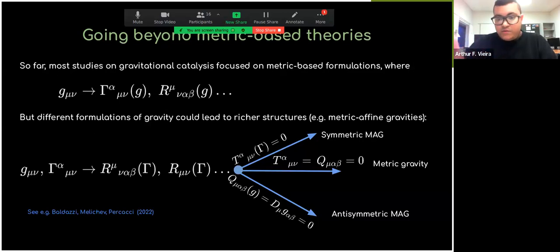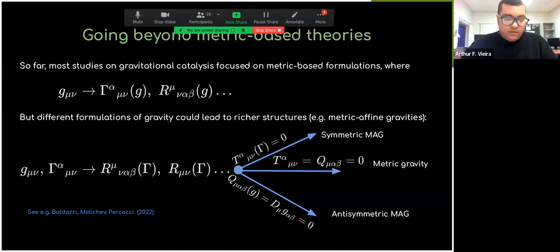And one of the most general ones are the metric affine gravities. So you can allow the metric and the affine connection to be treated as independent degrees of freedom. And now your curvature and covariant derivatives and so on also depend on this affine connection. And you can study different particular cases. So for instance, I'm showing here the situation where you have torsion, which is connected to the affine connection being antisymmetric. So if you don't have torsion and you have no non-metricity, then you have symmetric metric affine gravity.